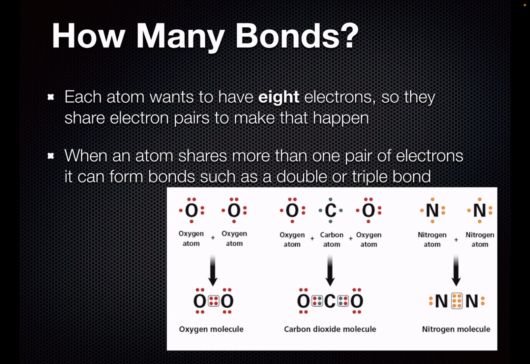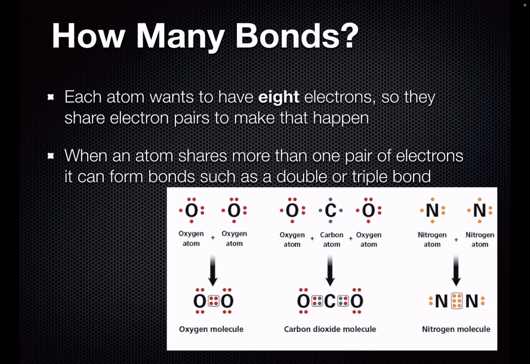Sometimes they're going to share more than one pair of electrons. So there's different kinds of bonds. They all want to have 8, so they sometimes end up sharing more in order to reach that goal of having 8 valence electrons. If they're sharing 4 electrons, so it's 2 sets, 2 pairs, it's going to be called a double bond. If they're sharing 3 pairs of electrons, which is 6 electrons, then it's going to be called a triple bond. So there's double bonds or there's triple bonds.